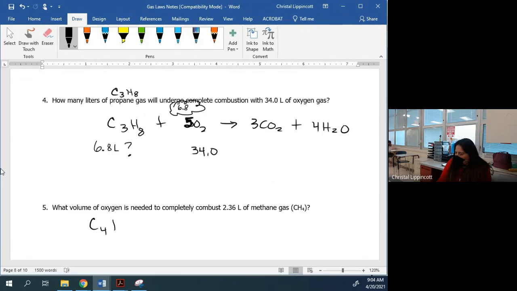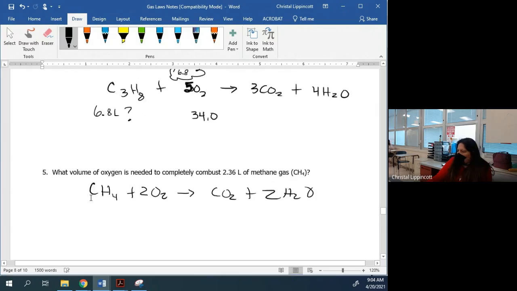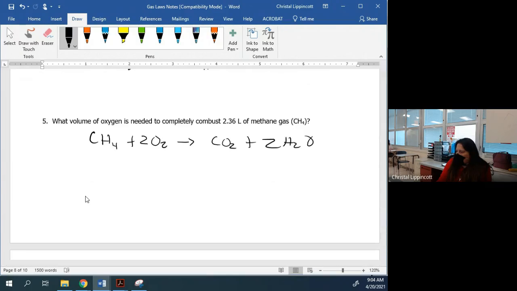All right, methane is CH4. Got ahead of myself. CH4 plus O2 yields CO2 plus 2H2O. And I got to go back here and put a 2. All right. See if you can figure that one out. We're figuring out this. We had 2.36 here.